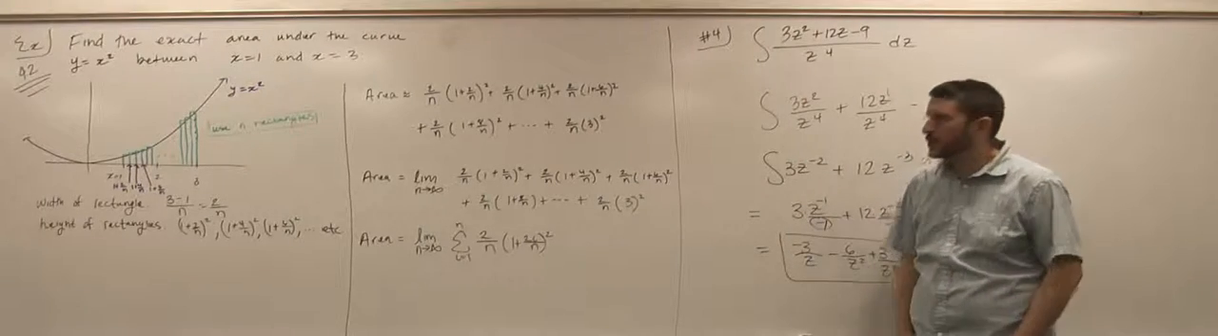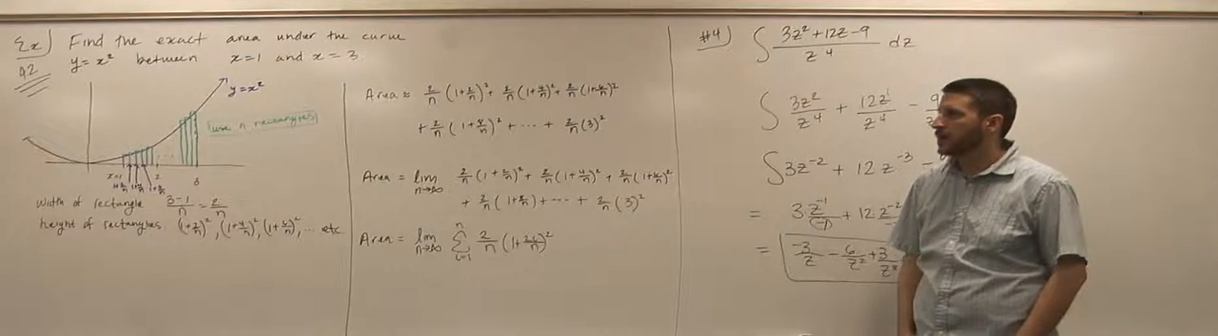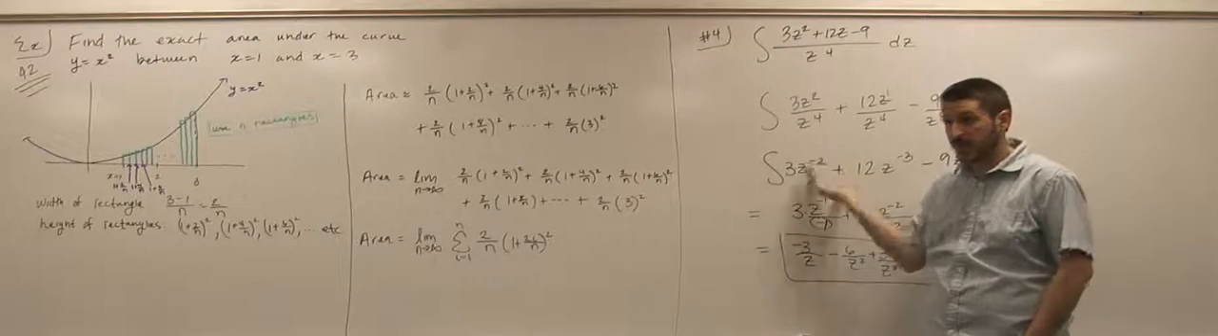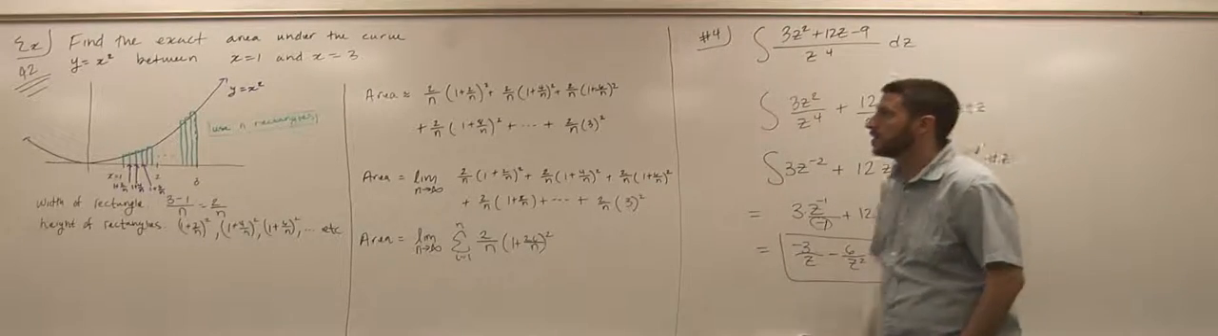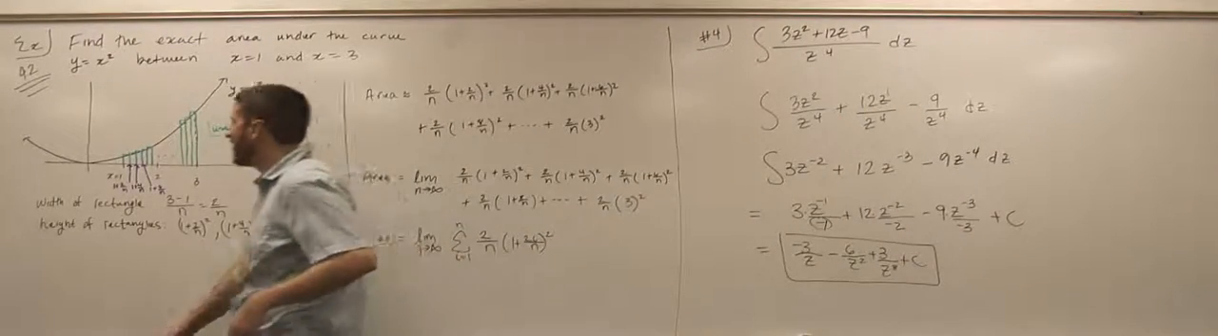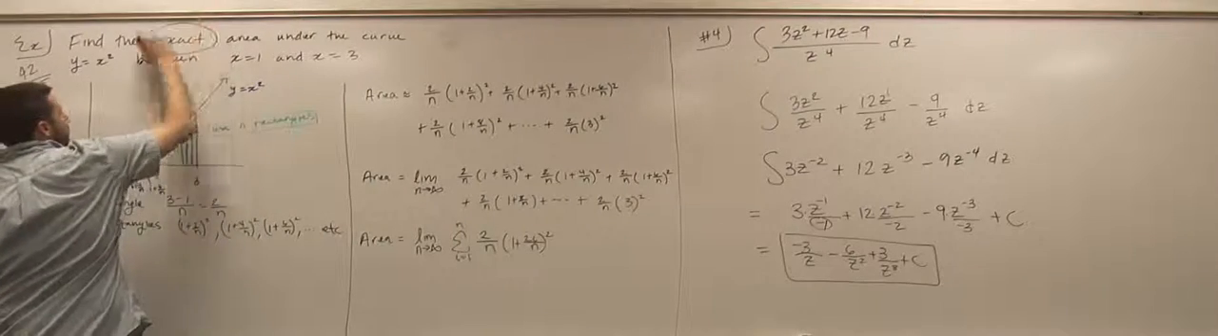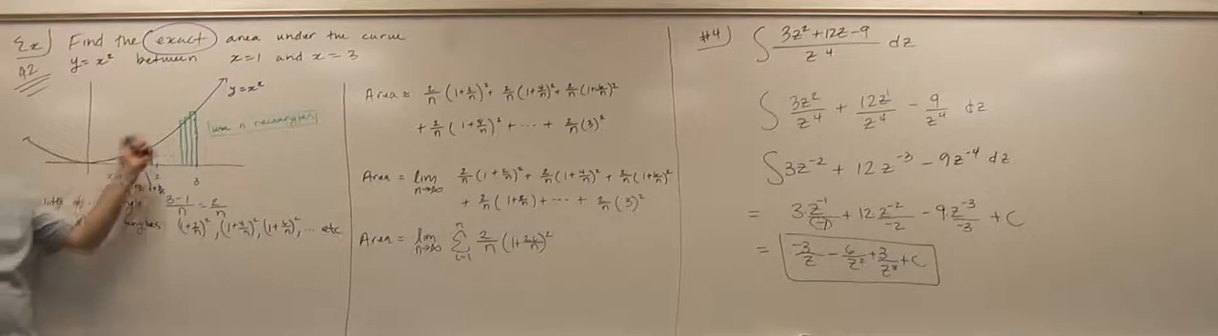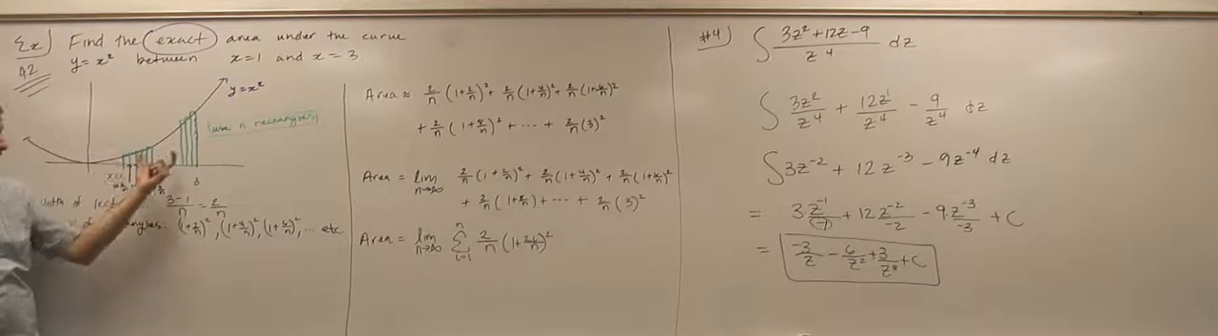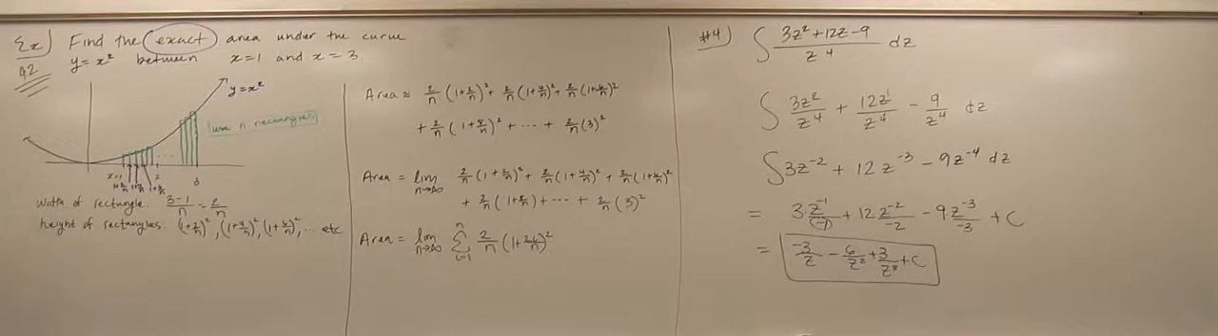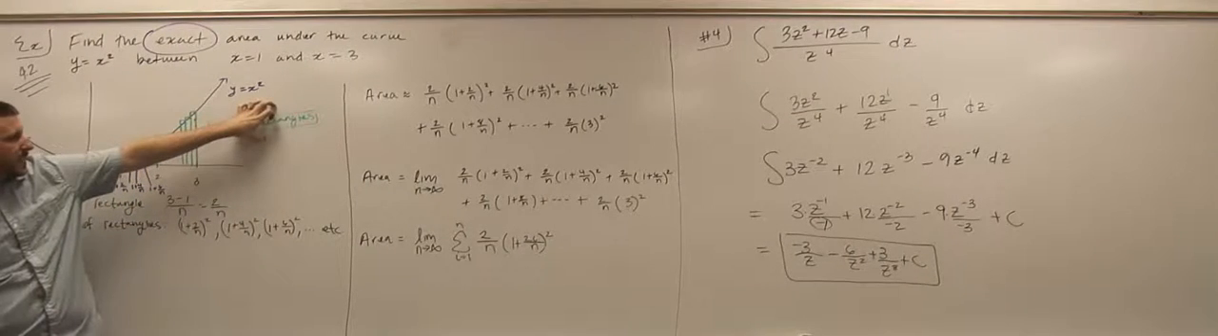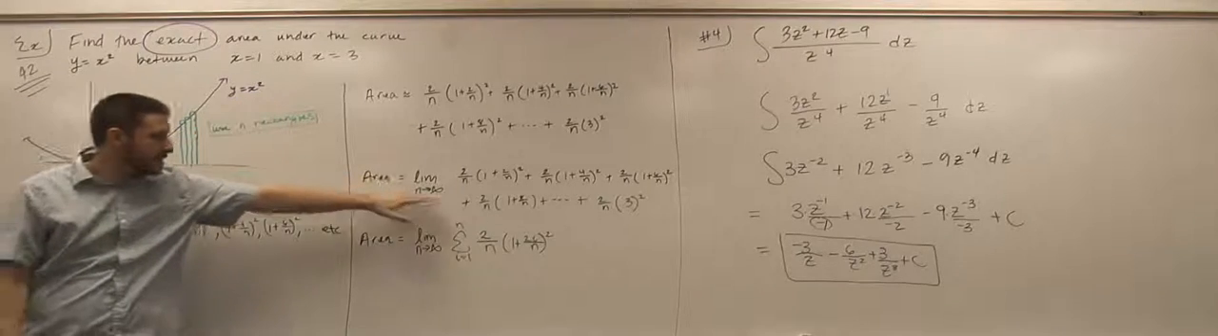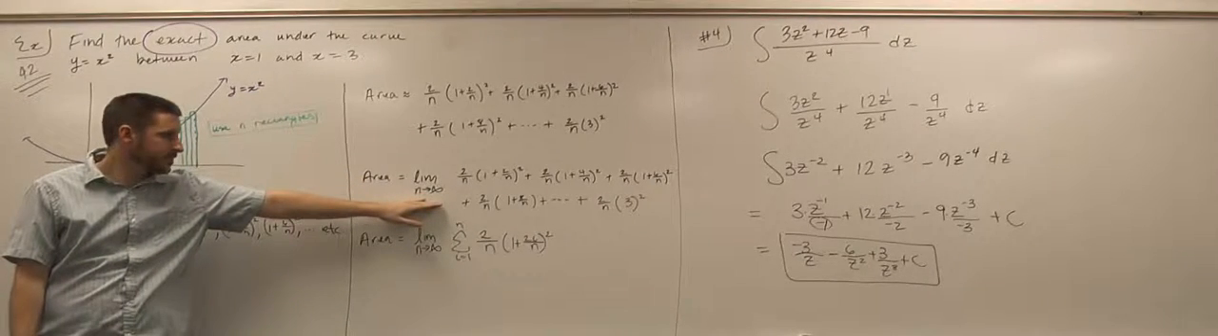And the strategy we were talking about for area was to build a bunch of rectangles and add up the area of the rectangles. But if you want to find exact area, you're going to have to make an infinite number of rectangles. So the way this works is we started with n rectangles, and then at the end of the day we let n go to infinity.